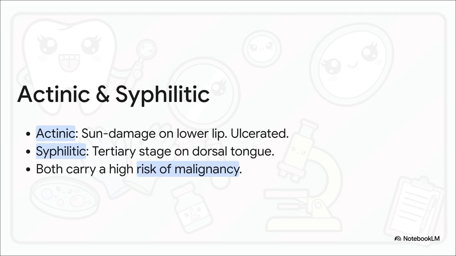Second is syphilitic keratosis. During the active secondary stage of syphilis, high concentrations of spirochetes cause atrophy of the tongue's papillae. By the tertiary stage, this smooth, atrophic dorsal tongue surface reacts to even minor irritation by forming hyperkeratotic lesions. And yes, these too carry a really high risk of transforming into dorsal tongue carcinoma.